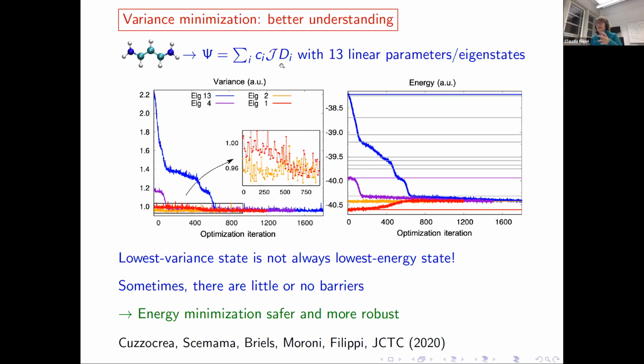Just to rationalize this, you can build a very simple wave function with 13 CI parameters, and you get 13 eigenstates. You can start your optimization on the different states, and the variance of all of them converges to the same one, but the energy actually converges to the second state. The state with the lowest variance might not be the state you're interested in, and apparently this parameter space has very little barrier. So we find that energy minimization is safer and more robust.